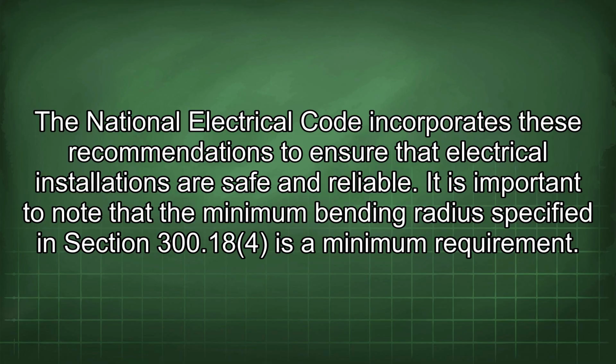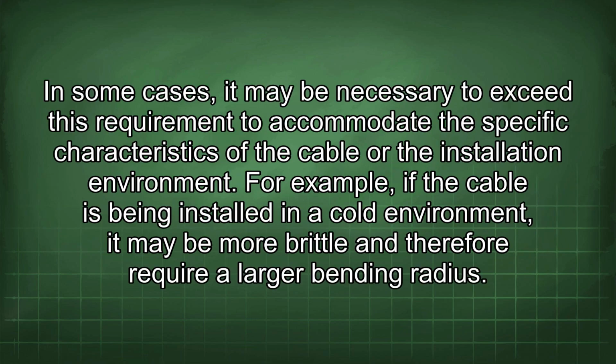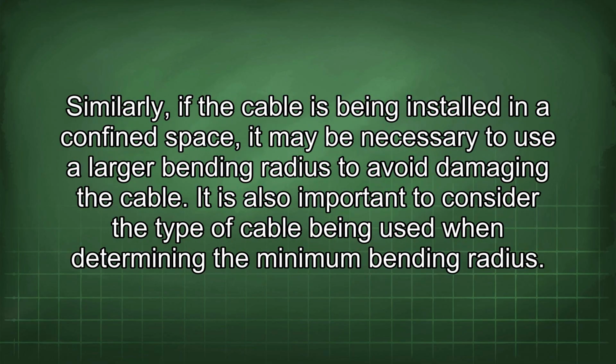It is important to note that the minimum bending radius specified in Section 300.18 is a minimum requirement. In some cases, it may be necessary to exceed this requirement to accommodate the specific characteristics of the cable or the installation environment. For example, if the cable is being installed in a cold environment, it may be more brittle and therefore require a larger bending radius. Similarly, if the cable is being installed in a confined space, it may be necessary to use a larger bending radius to avoid damaging the cable.